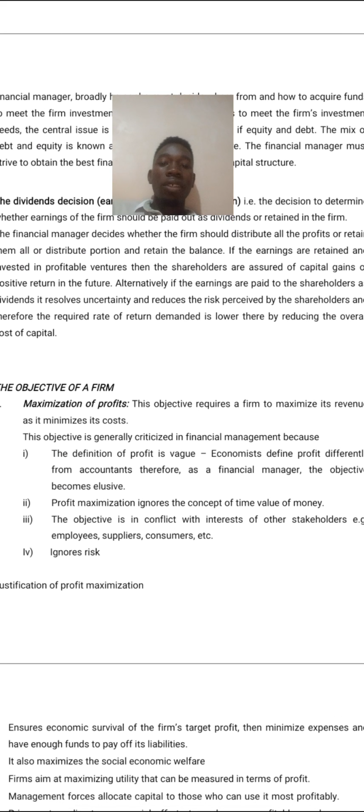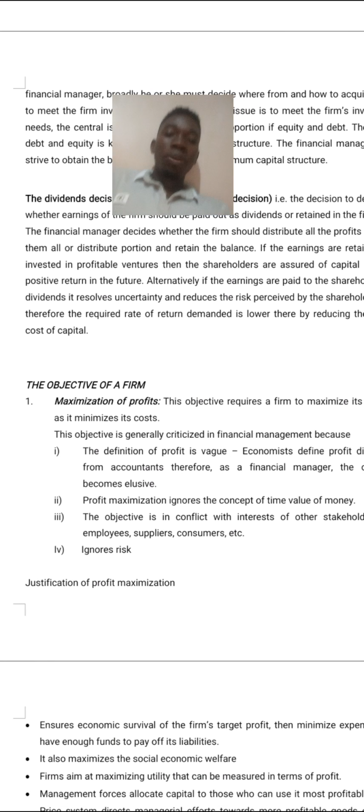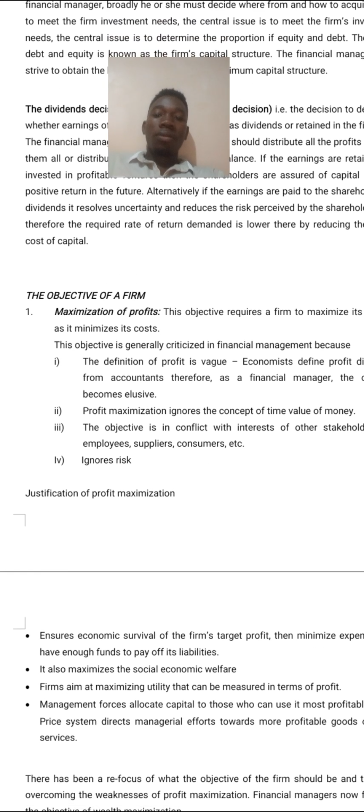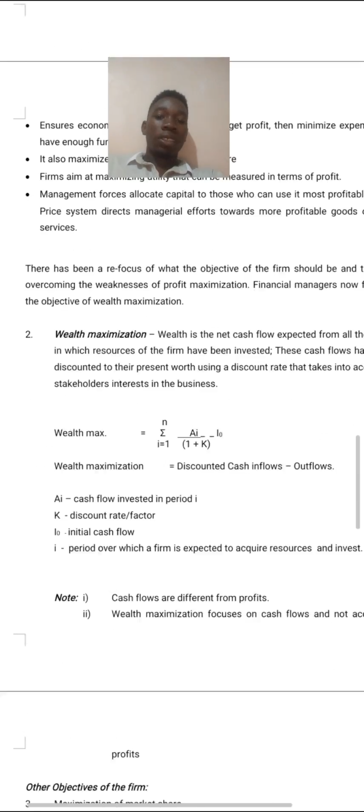Another one is that the definition of profit is vague. When they say the definition of profit is vague, they simply mean that economists and accountants define profit in different ways. Therefore, as a financial manager, you'll be confused on which one to take, because accountants will only consider accounting profits. Maybe the economists will consider the macro part of the business, maybe the cash flows you get. So you become confused on which one to take. Those are some of the criticisms or disadvantages of profit maximization.